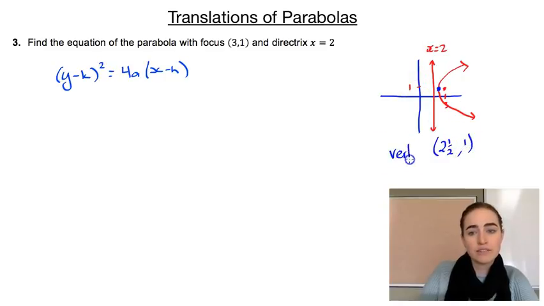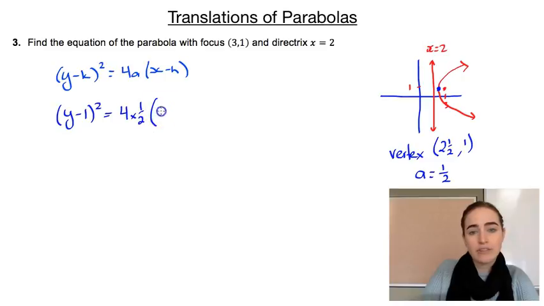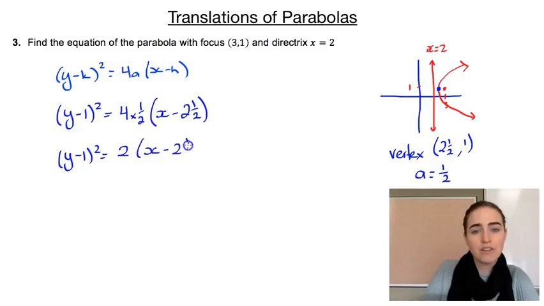So that's our vertex. And the next one is our focal length, so our a. Again, if that's a 3 and our directrix is at 2, then the focal length will be half of that distance, because we only want the distance from the focus to the vertex. So that's going to be a half. So we can substitute that in now. So we'll have y minus 1 squared equals 4 times a half, outside of x minus 2.5. Simplifying that down, we have y minus 1 squared equals 2 outside of x minus 2.5.